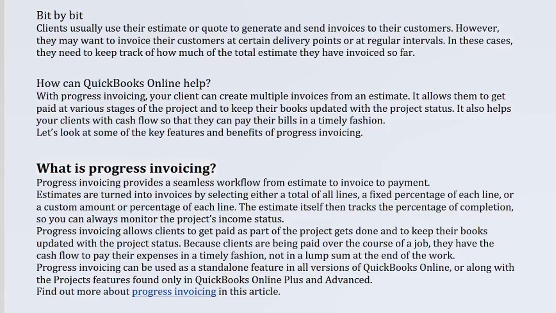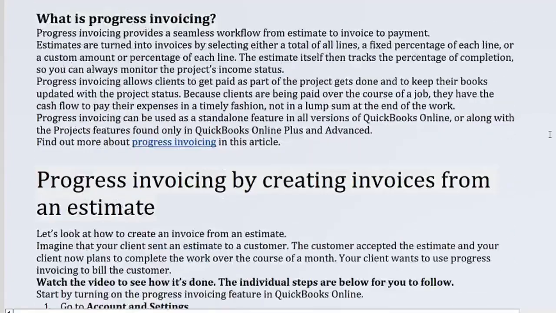Progress invoicing allows clients to get paid as part of the project gets done and to keep their books updated with the project status. Because clients are being paid over the course of a job, they have the cash flow to pay their expenses in a timely fashion, not in a lump sum at the end of the work. Progress invoicing can be used as a standalone feature in all versions of QuickBooks Online, or along with the project's features found only in QuickBooks Online Plus and Advanced. Find out more about progress invoicing in this article.